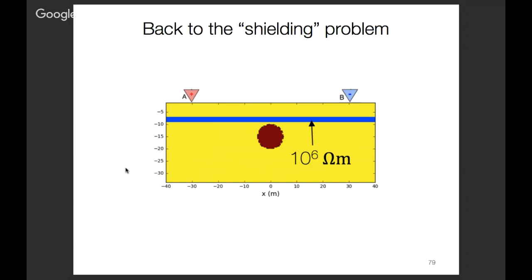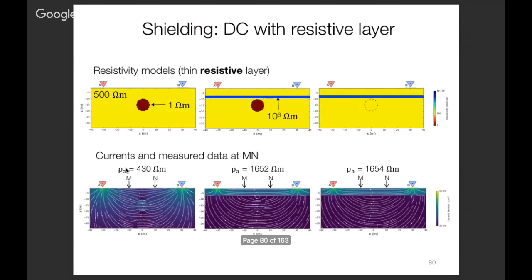So back to our shielding problem now. Remember what we had earlier this morning? So we had the DC resistivity. We have this conductive layer down, or the conductive sphere down here. And then we put in that resistive layer. So what happened there, the currents all went up towards the surface. And we got a large apparent resistivity just based on that shielding layer. So that was with DC resistivity. What's going to happen now with a frequency domain EM?